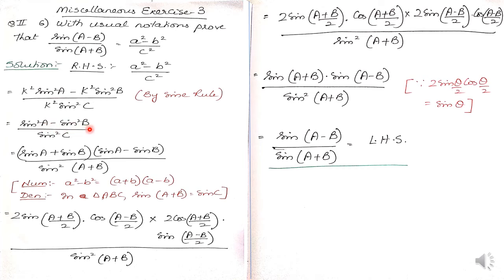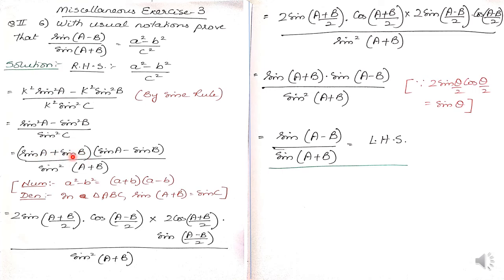Now, in the numerator, observe that sin²A − sin²B is given. Here we use the formula a² − b² = (a + b)(a − b). Thus we get (sin A + sin B)(sin A − sin B). Now observe the denominator. In the denominator, we use this rule: in any triangle ABC, A + B + C = π. So A + B is π − C, or sin(A+B) is sin(π − C), or sin C. Remember this. So sin²C becomes sin²(A+B).